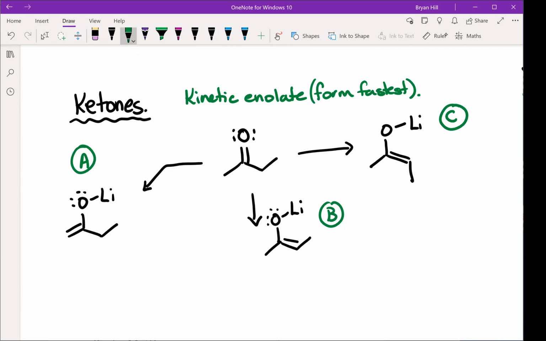Okay, and why is that? It's less substituted. Isn't that the reason? Yeah, so it's less substituted. There's technically 3 protons on that carbon which could be removed. And so A is what we would call a kinetic enolate, and B and C we would call thermodynamic.